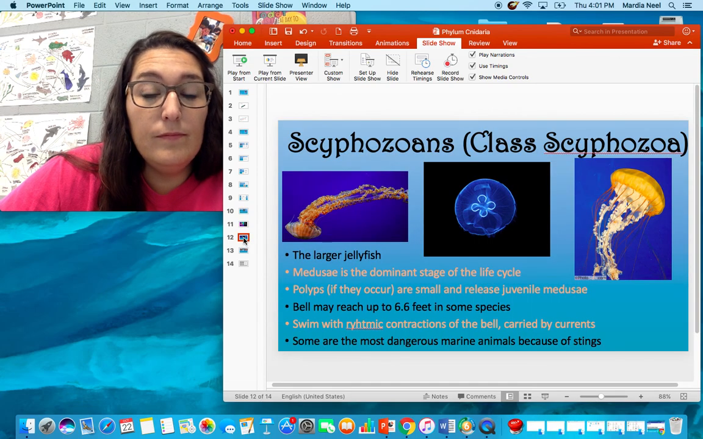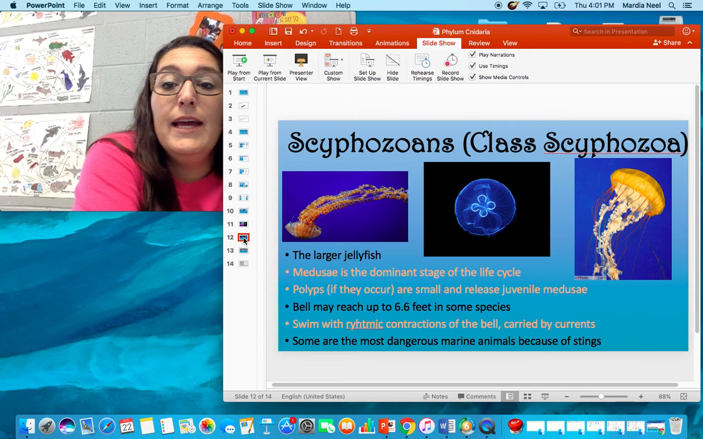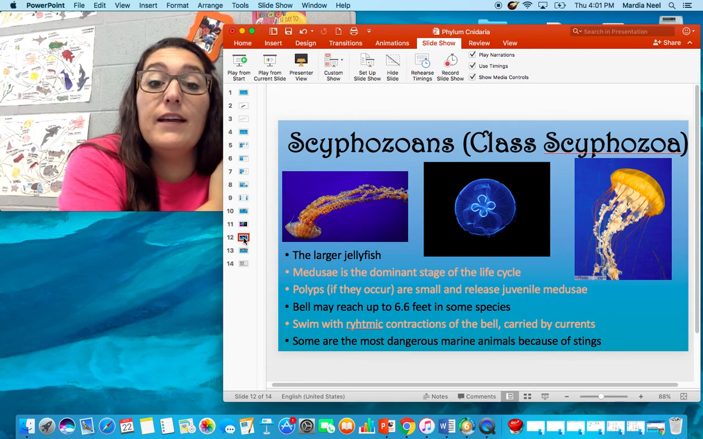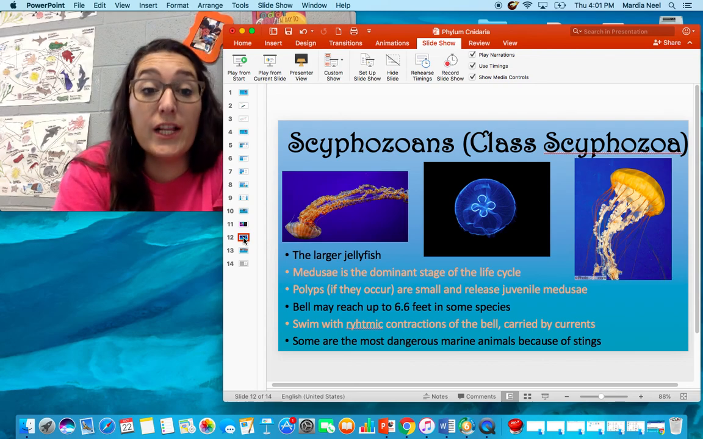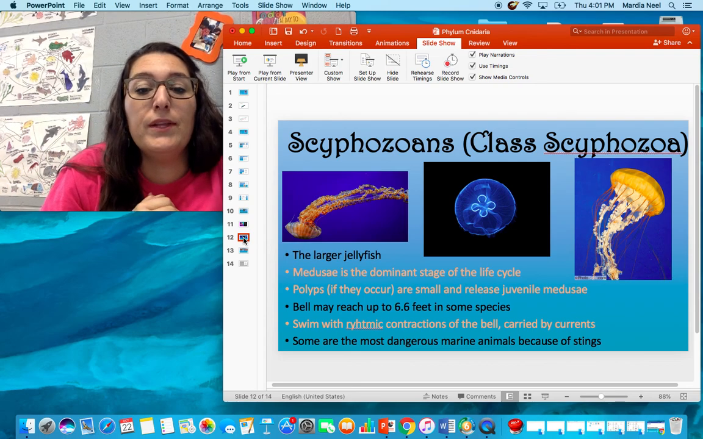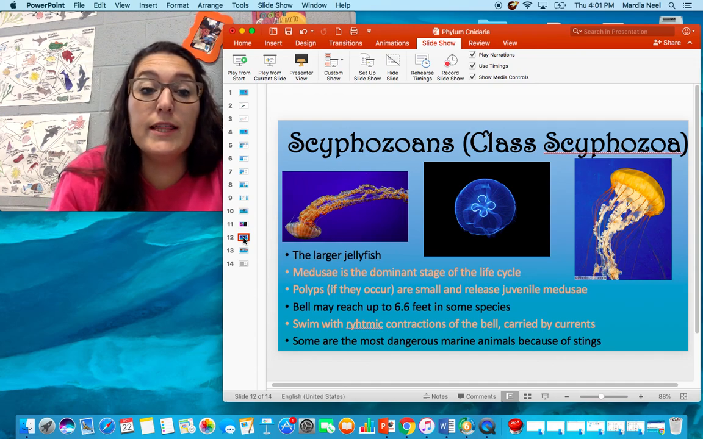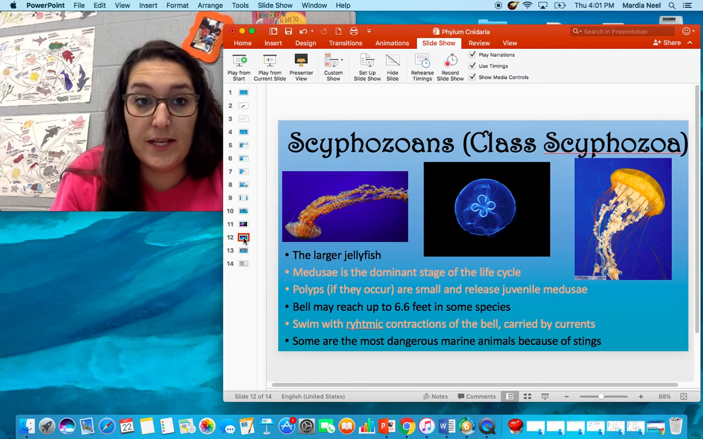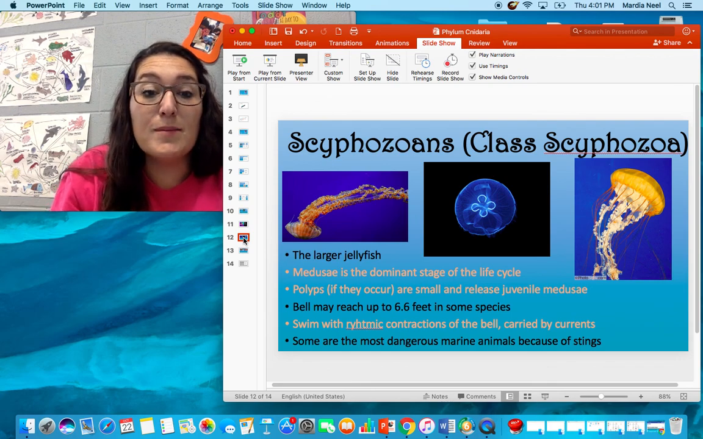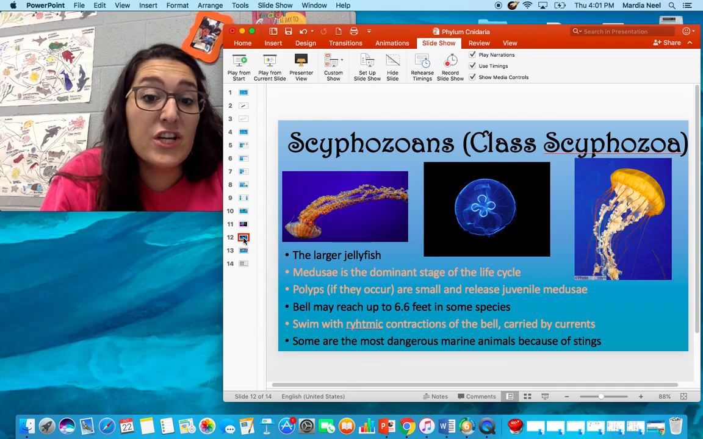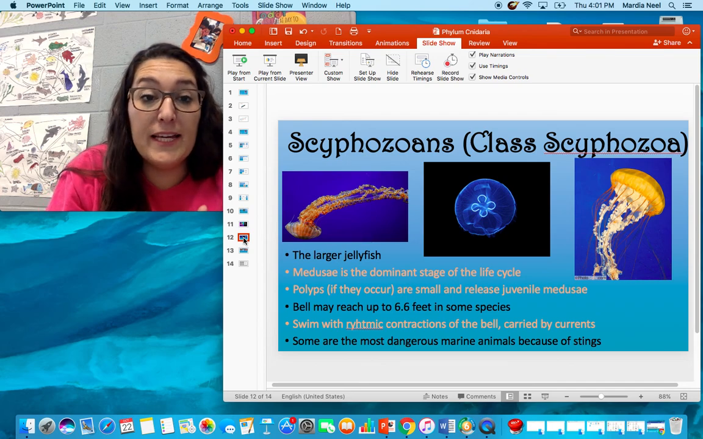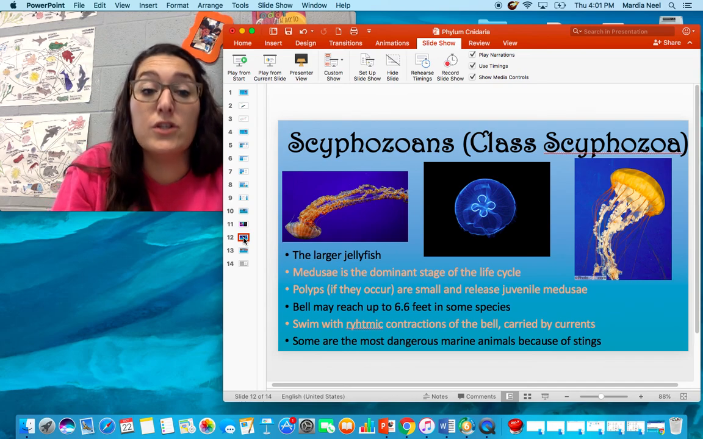The next class we're going to talk about is Scyphozoa. The medusa is the dominant stage of the life cycle in these guys, and when you think about jellyfish, this is what you'd most typically think of. The polyps, if they do occur in these species, are very small, and they release the juvenile medusa, and then the juvenile medusa grow. Some of these guys, like the lion's mane jellyfish, can get up to 6.5 feet across at the bell. That's bigger than most adult men.